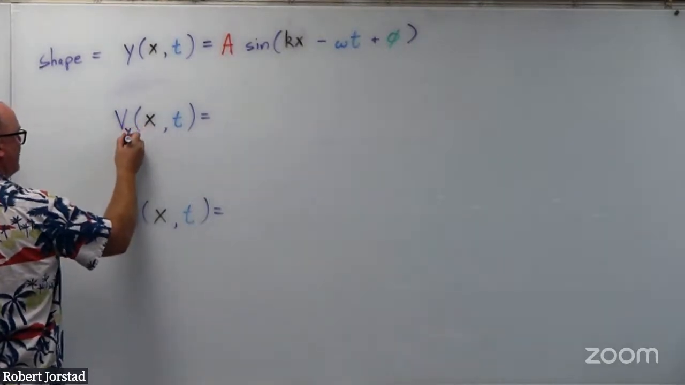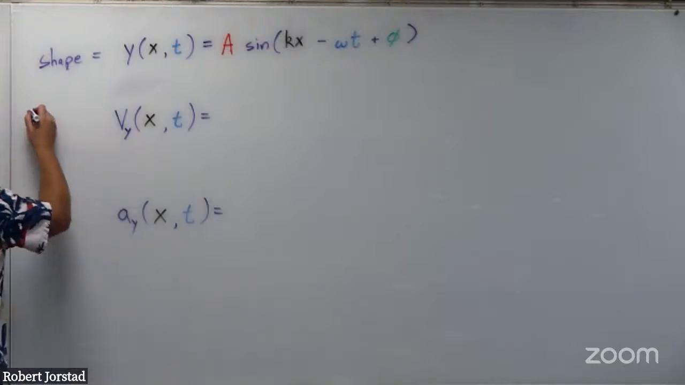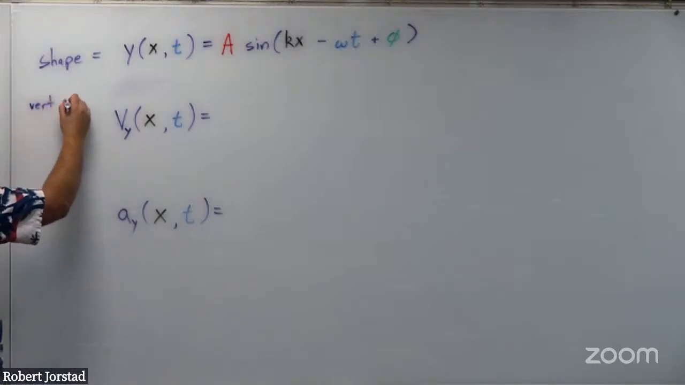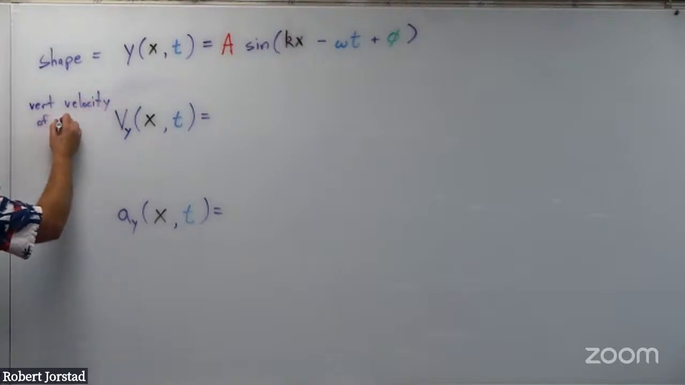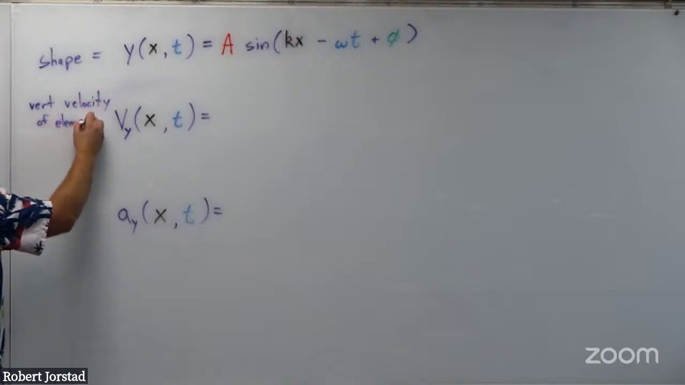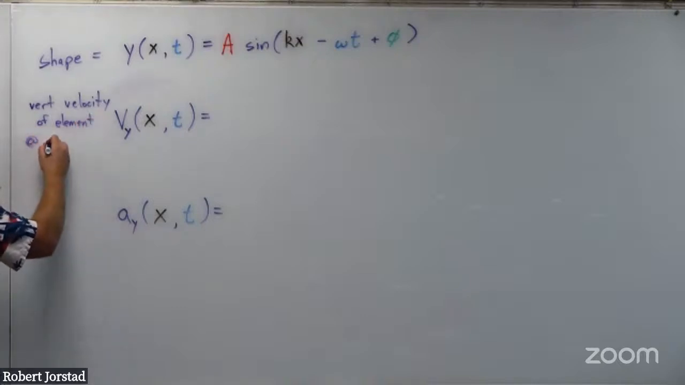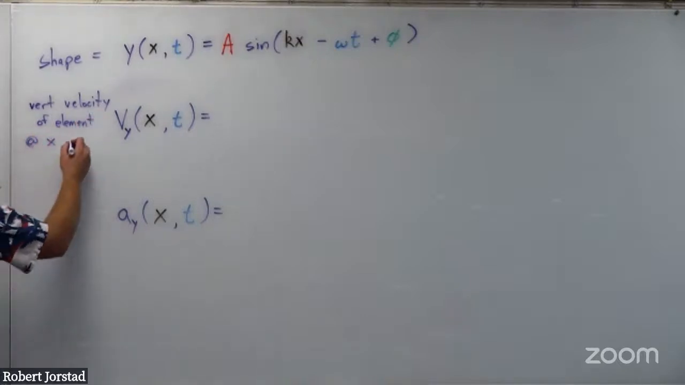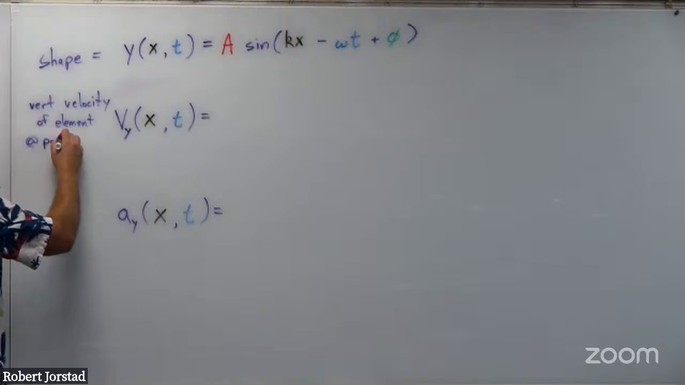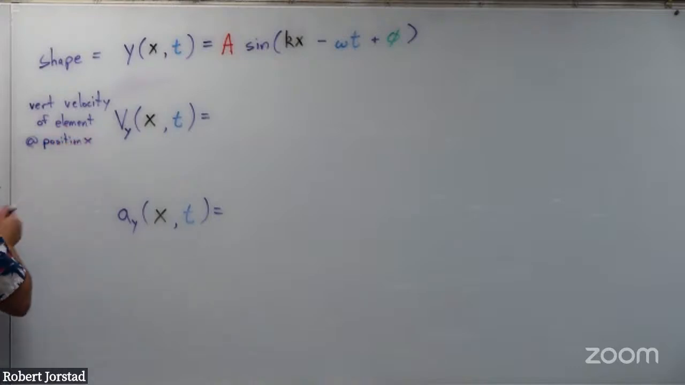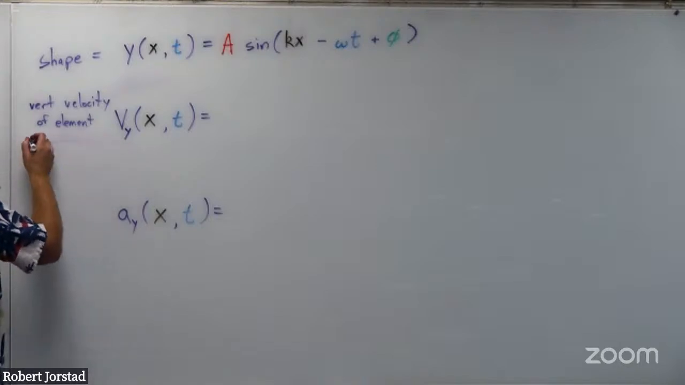V subscript y. This is vertical velocity of element at x. Let me say position x. And I suppose I should write that in black. I apologize.